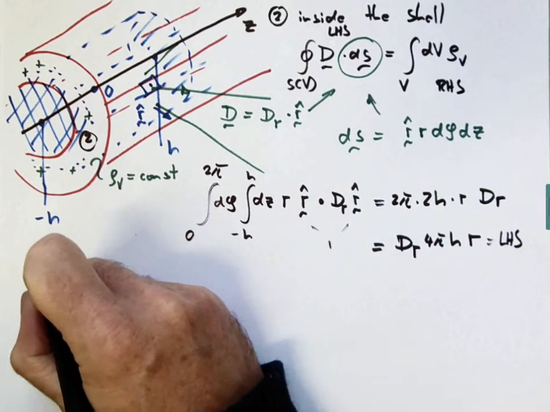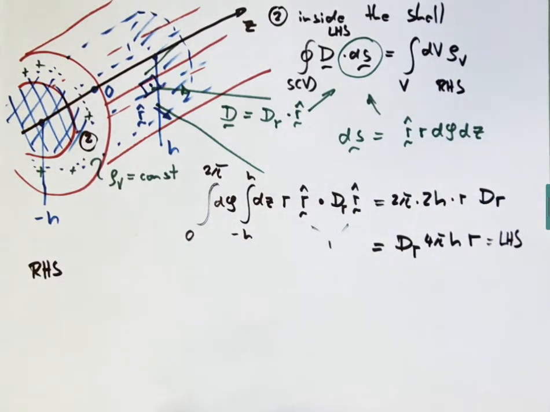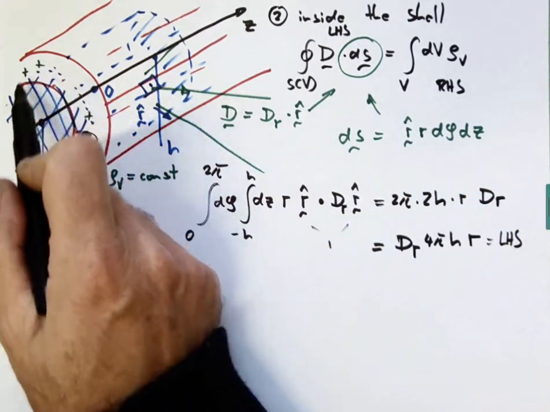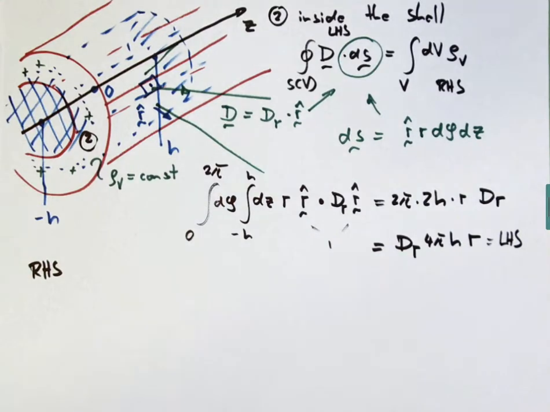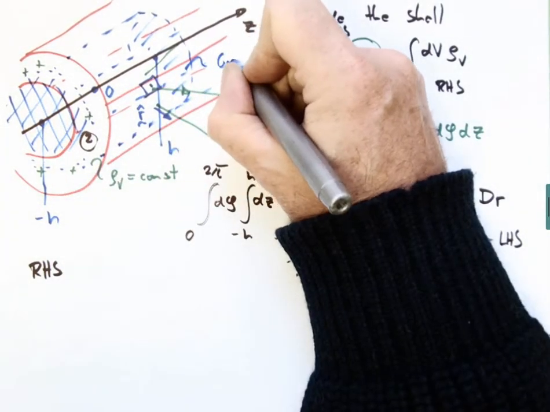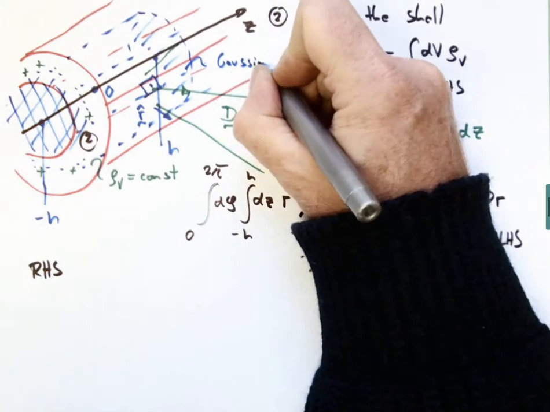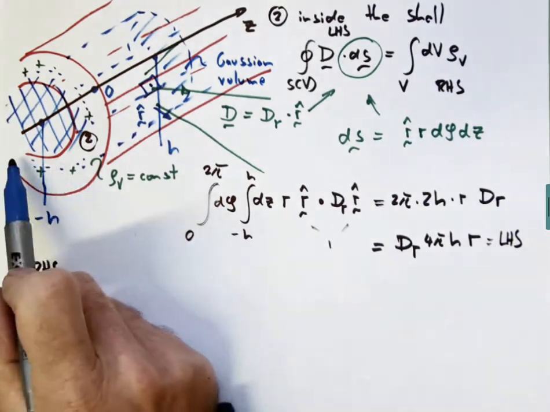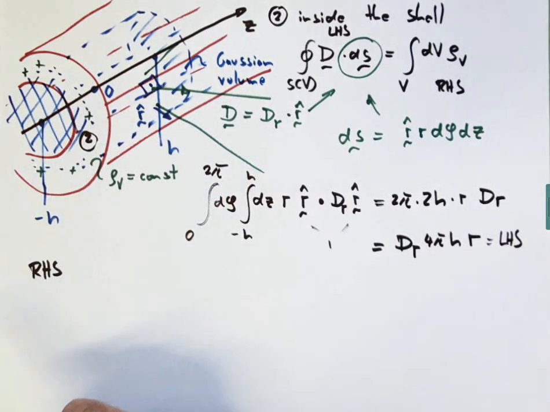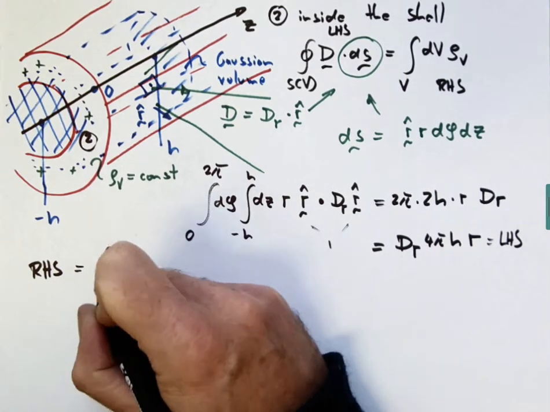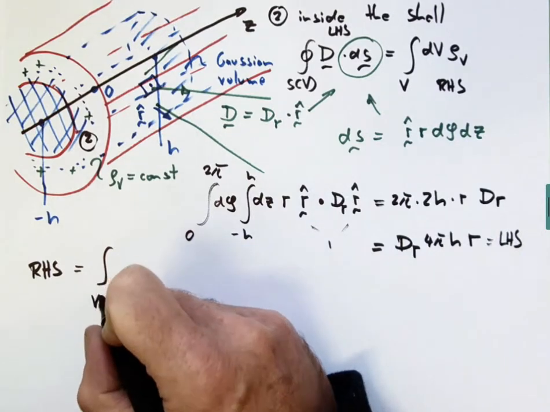Now, what is the solution for the right hand side? In the case of the right hand side, we have to consider the entire volume of the virtual Gaussian surface, the blue virtual Gaussian volume, and we have to look how much charge is inside that Gaussian volume. That's what this volume integration is about.